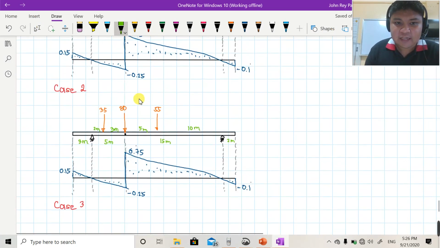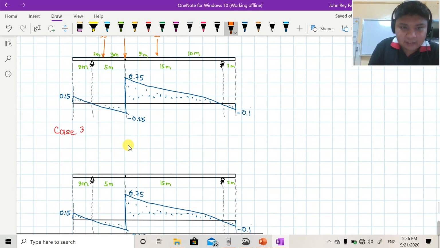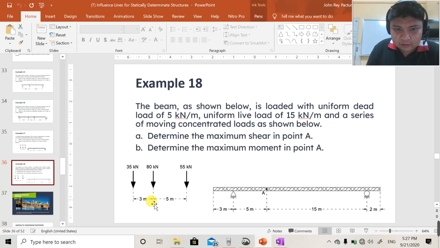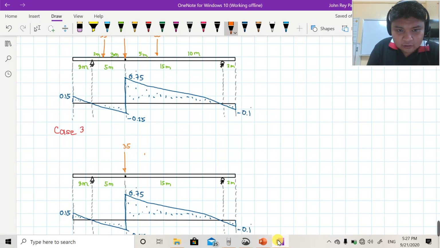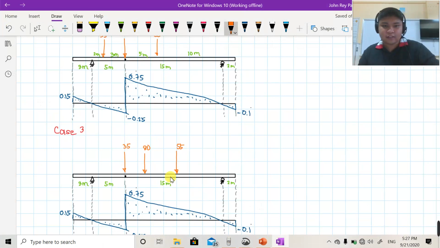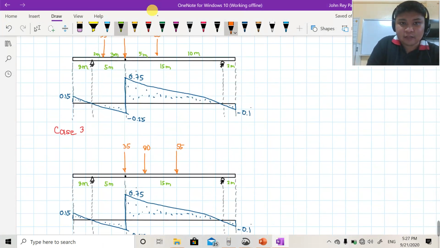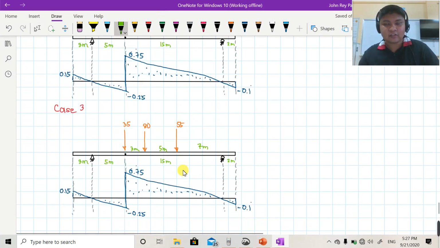Dapat nga preserve. And lastly, sa case 3 class, ang gagawin natin, dito mo nga ilalagay yung 35. Tapos, nasa 3 metro yung 80. So therefore, nandito class yung 80. And lastly, yung 55 is nandito. Okay? So, ganito lang naman yung consideration natin dyan. So, lagay mo na rin yung mga distances, 3 meters, 5 meters, tapos 7 meters to.